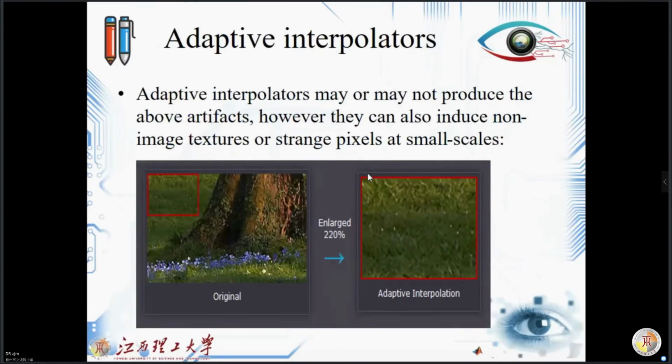Now I bring one example of adaptive interpolation, which may or may not produce some artifacts. However, they can also induce non-image texture or strange pixels at small scales. You will see that if I do a 220% enlargement of mine, I see what happens to my photo after adaptive interpolation.